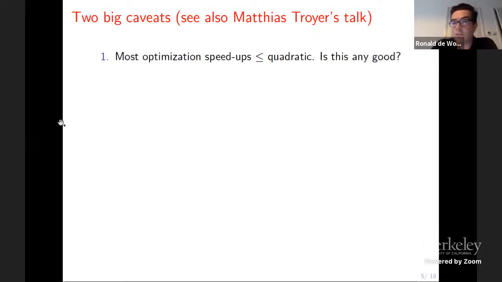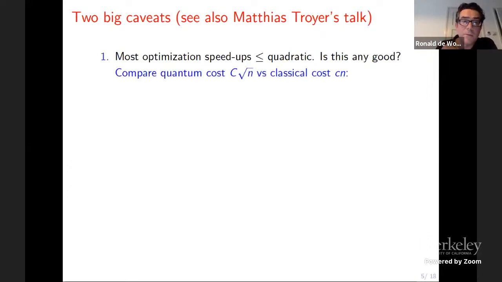So the first weakness of these algorithms is that almost all of the optimization speedups that quantum computers give you, at least the ones that I will talk about, are polynomial, typically quadratic or maybe even less than quadratic. And you could ask yourself, is this any good? And you could say, well, any speedup is worth having. That's great. Of course, this is good. But there's an issue of the prefactors that are hidden in the speedup.